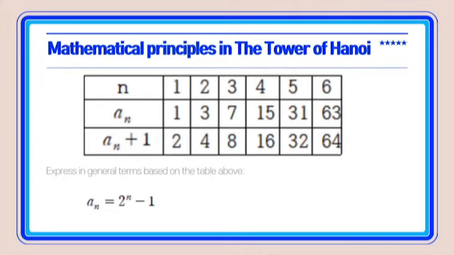So if I organize what I just previously explained, it goes like the table below. If n is the number of disks we want to move, and an is the minimum number of moves we need to take, the calculations go as in the table. If we add 1 to an, the pattern is more obvious, and expressed in general terms based on the table above, an equals 2 to the power of n minus 1.